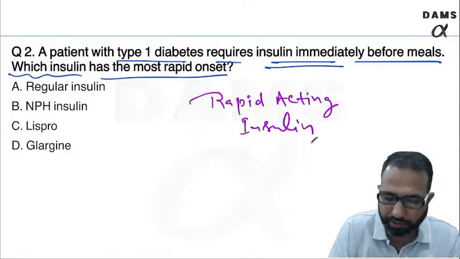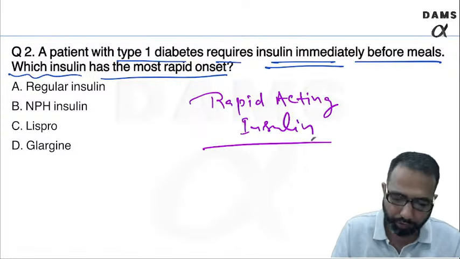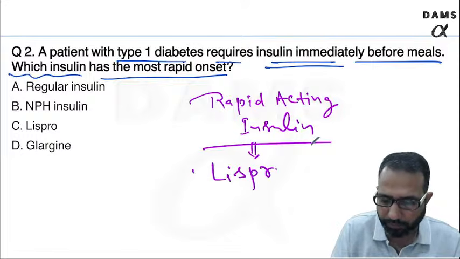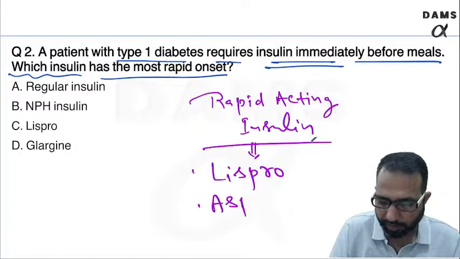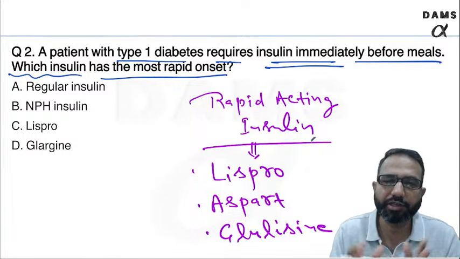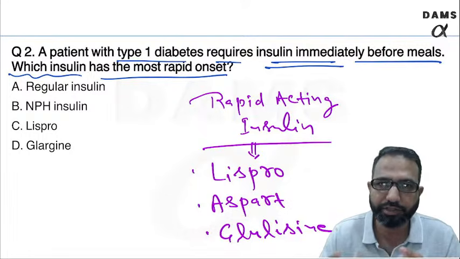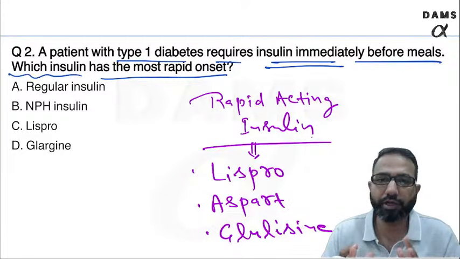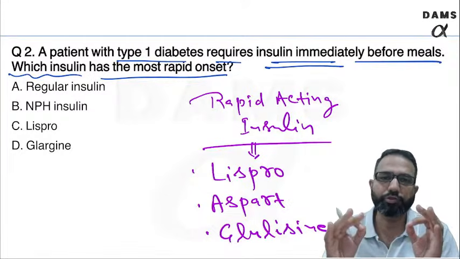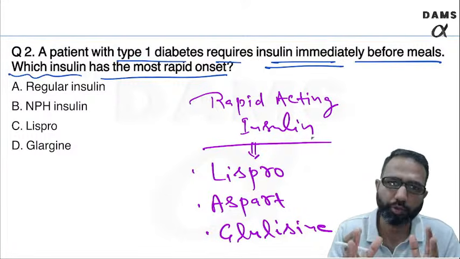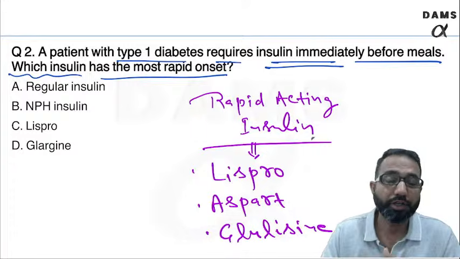So what are the three important rapid acting insulins? Don't forget the LAG. LAG is lispro, aspart and glulisine. These are the three rapid acting insulins. They are fast acting and very short acting. That's why they are not replacing the basal insulin, but these insulins are important for controlling the postprandial hyperglycemia. Their purpose is to control the sugar after meals.